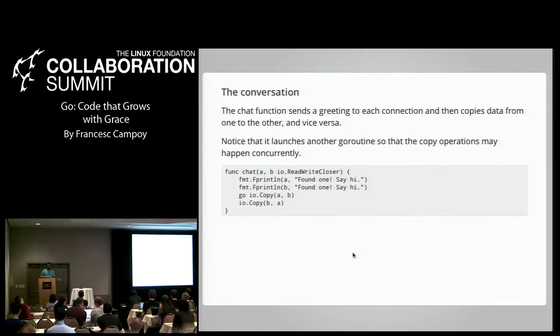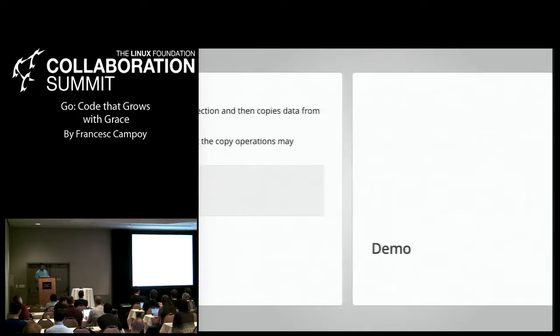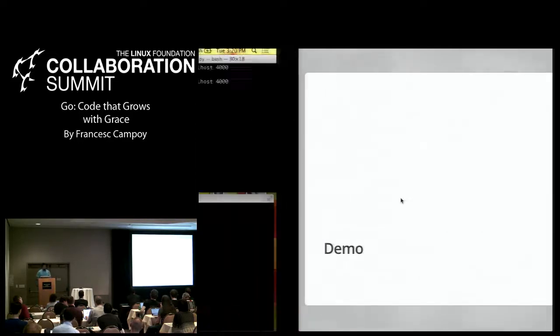Finally, the chat, something very simple. We just write using println into both connections, notifying the user that there's someone ready to talk with them. We start a copy from A to B in a different Go routine, and we start our copy from B to A in the same Go routine. We could do it in different Go routines if we wanted, and then wait. That would work too. So okay, it's going to be a little demo of this.